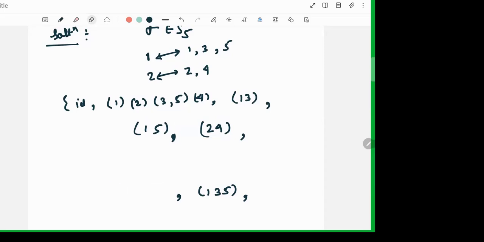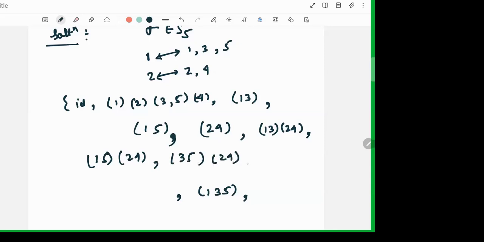So let me write 1 3, 1 3 2 4. Then what? 1 5, 1 5 2 4, 3 5, 3 5 2 4. Now then 1 3 5 and 1 3 5 2 4 are there. How many is this? One, two.